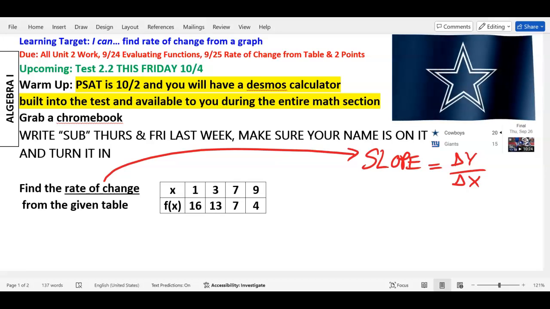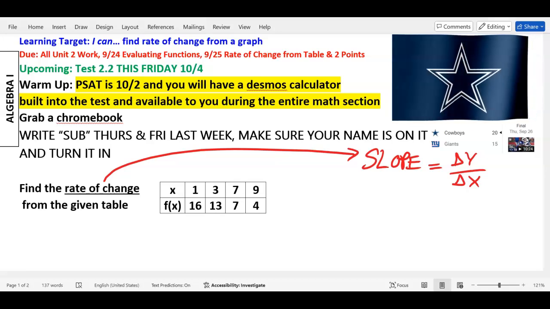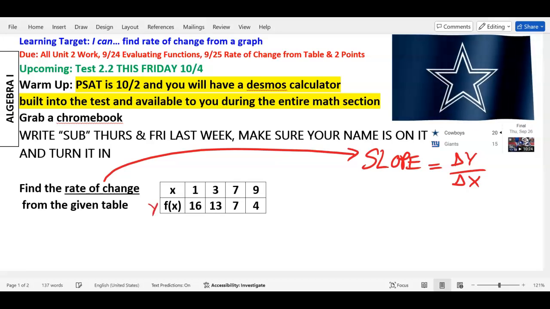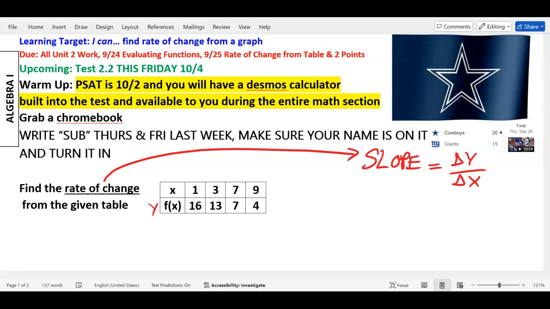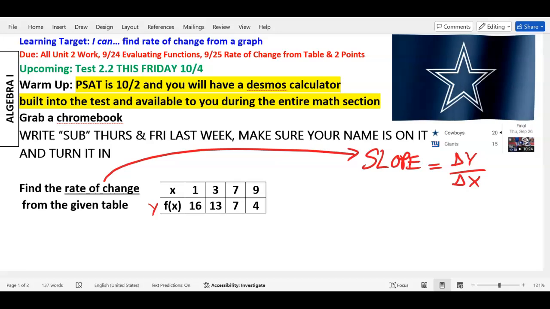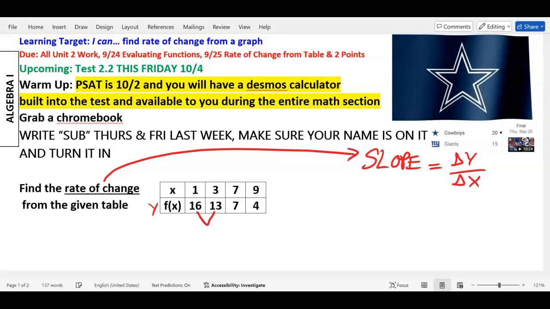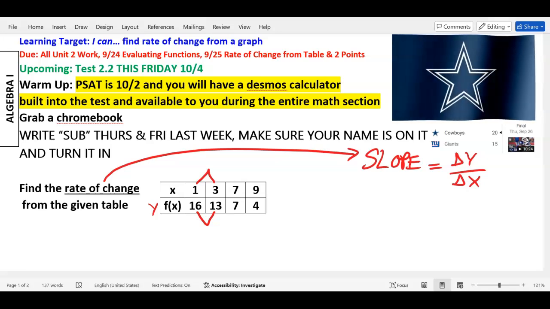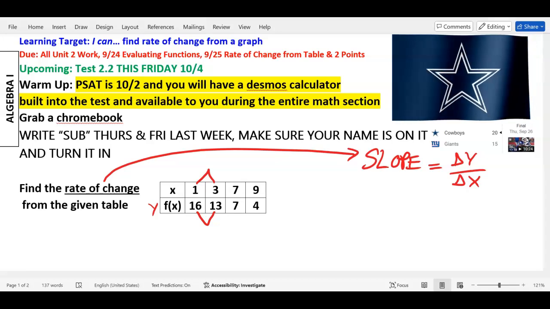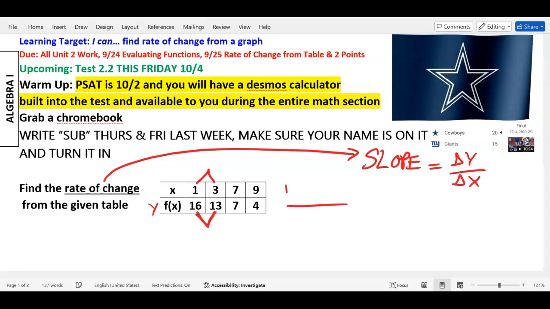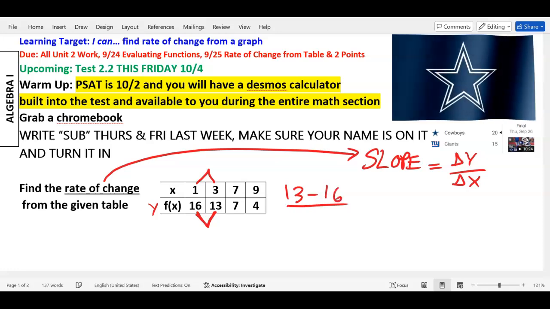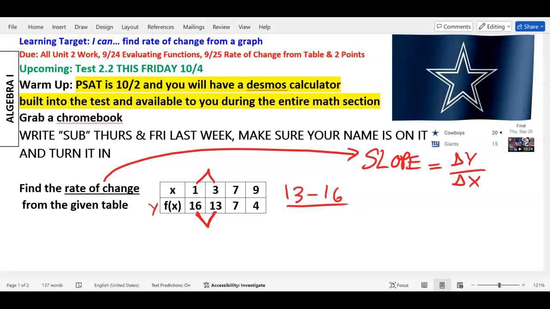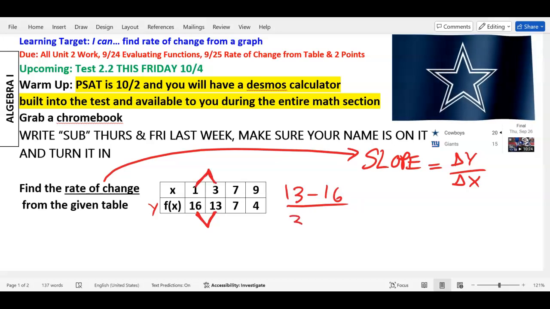But I only showed it to you vertically, a normal table. What if it's sideways like this? Well, first of all, we know f of x is y, right? And we're going to do the change in y over the change in x. So you're going to do the bird beaks here and here. So we're going to do the bottom y change first. And I'm going to do the right number minus the left number. 13 minus 16. And then I'm going to do the top x row, right minus the left. 3 minus 1.